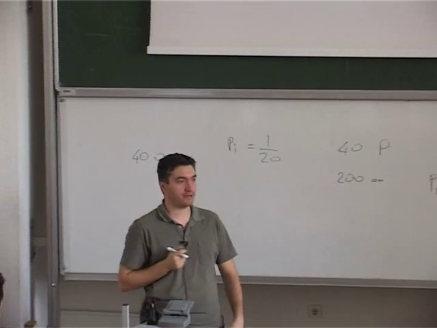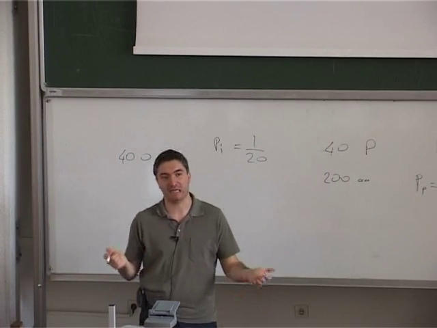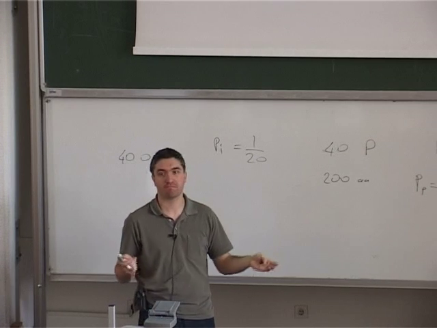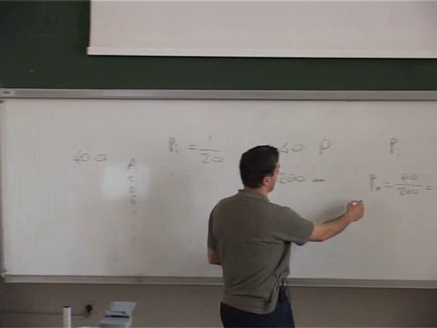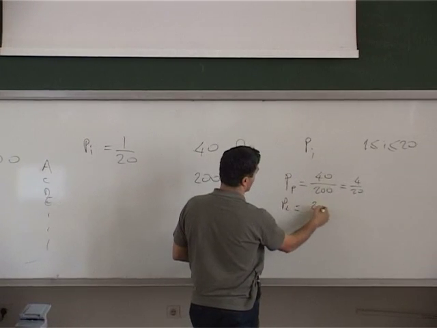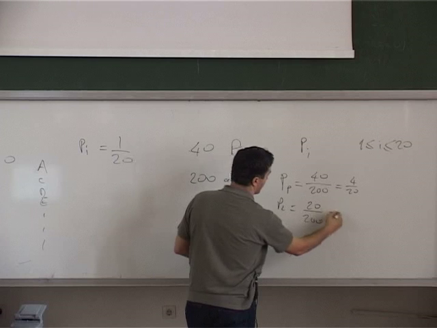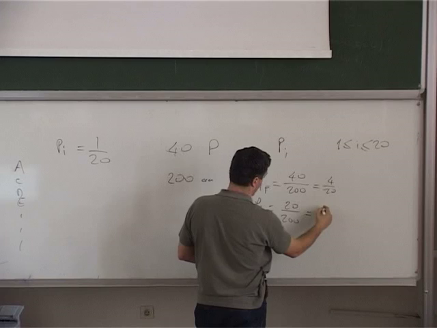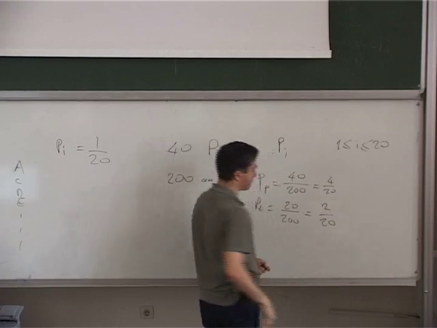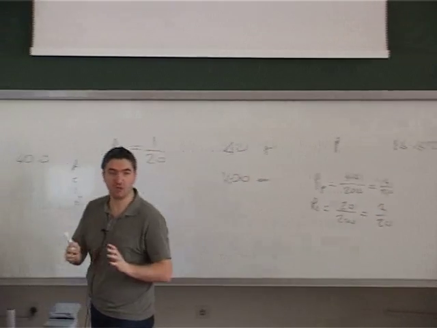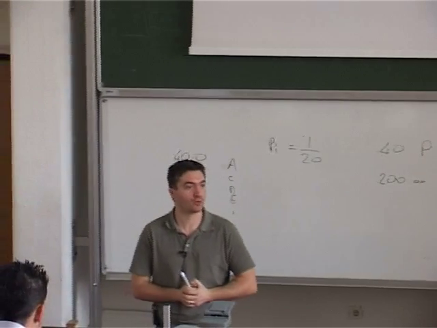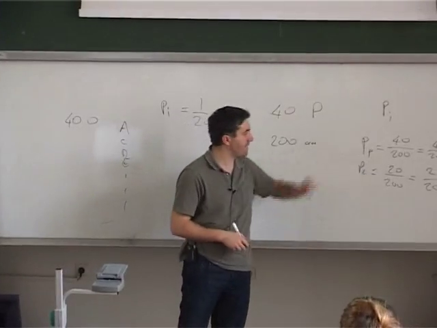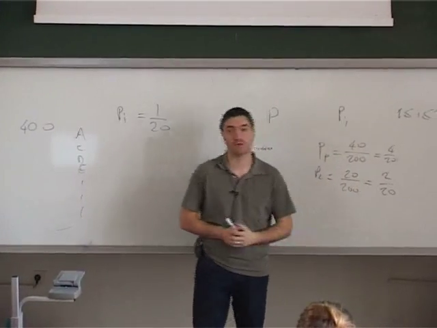Now, let's get another amino acid, for example, L. L occurs, for example, 20 times, okay? I counted L, and I found that it occurs 20 times, and therefore it's going to be 2/20. So the observed individual occurrence frequencies are PP and PL, 4/20 and 2/20.